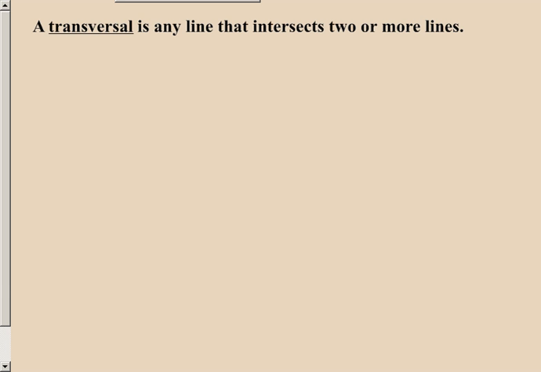Now, first thing we need is a definition for this new word that is showing up here, transversals. A transversal is simply a fancy name for a line that intersects 2 or more lines. Any line that intersects 2 or more lines.